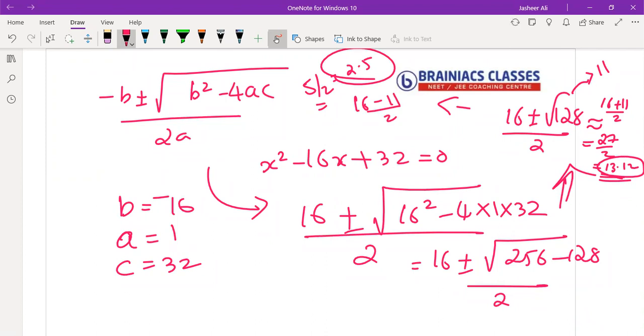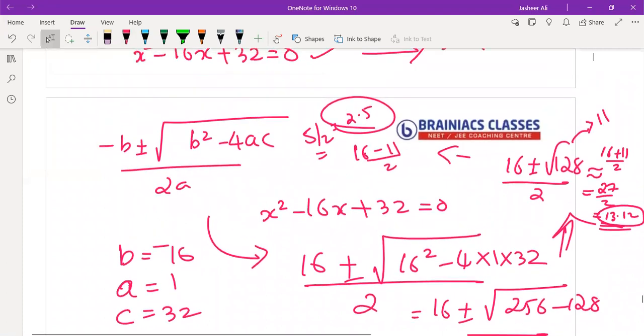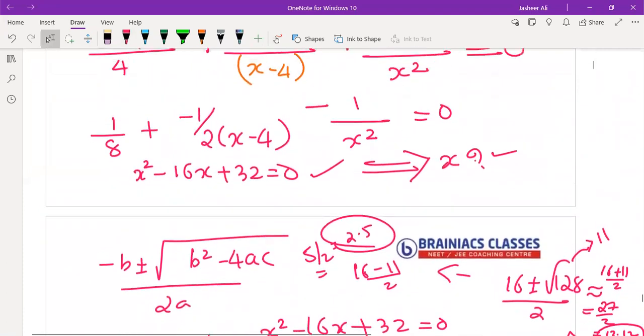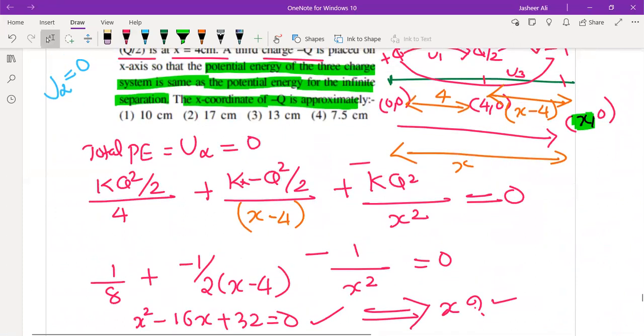Which will be the correct answer? We assumed while starting to solve the problem that x is greater than 4, so x goes to the right side. There is no option for 2.5. We got 13.2, similar. So the closest right answer is 13 centimeter. Option 3 is the right answer.